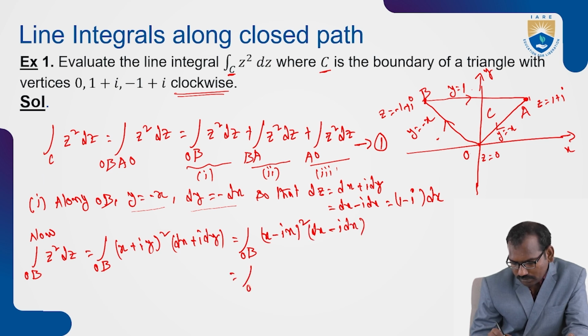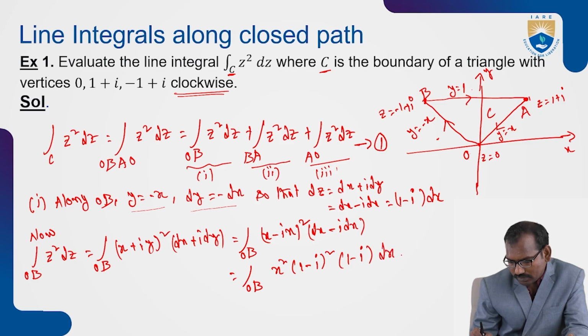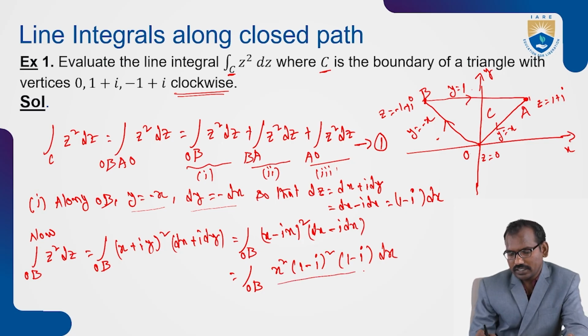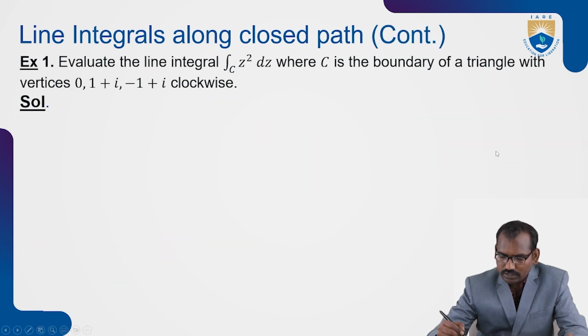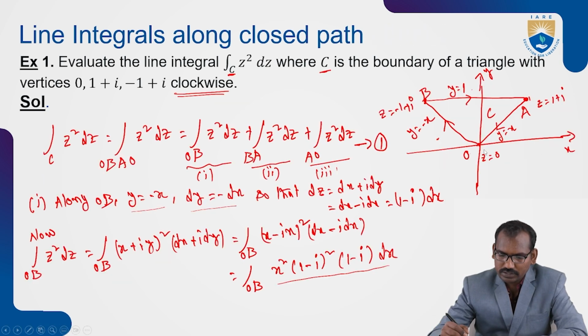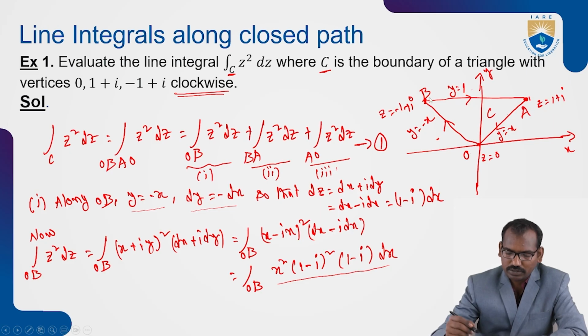Now integration along OB, here I can take x square times (1 minus i) whole square, and here (1 minus i) into dx. It is observed that here the integrand comes in terms of x. Along OB, at O the x value is 0. At B the x value is minus 1. This we have to observe.